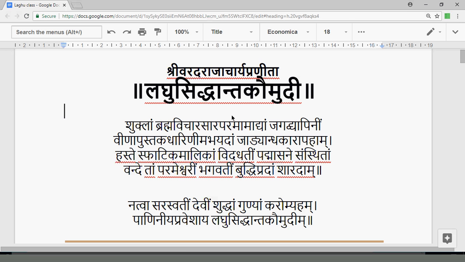A non-declined word cannot be used. It is asadhu prayoga. It is not sadhu prayoga. One has to decline the word and use it as a subanta or a tinganta. And that is called a padam.